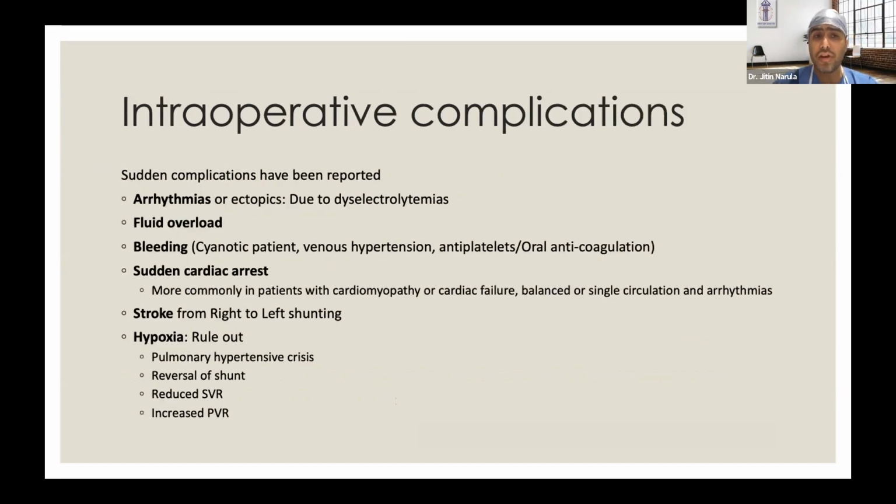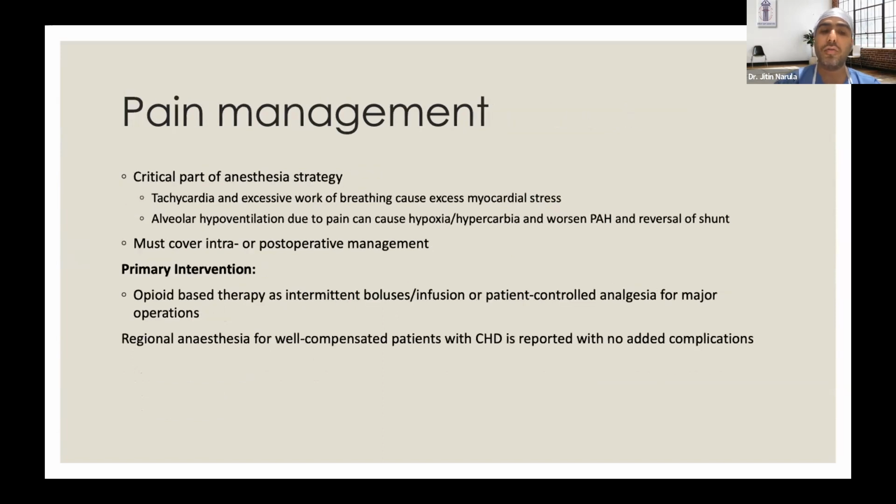Certain intraoperative complications which we need to be mindful of are arrhythmias, fluid overload, bleeding, sudden cardiac arrest, stroke from right to left shunting, and hypoxia. If hypoxia is happening, we must always rule out a pulmonary artery hypertension crisis, or a reversal of shunt, or an excessively reduced SVR causing a right to left shunt, or an excessively increased pulmonary vascular resistance. So all these things need to be carefully managed and watched for.